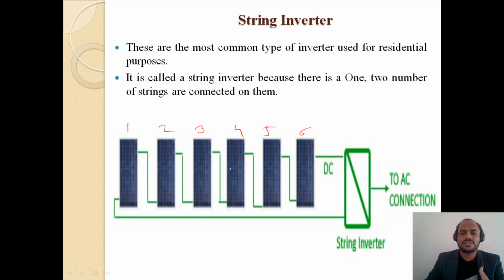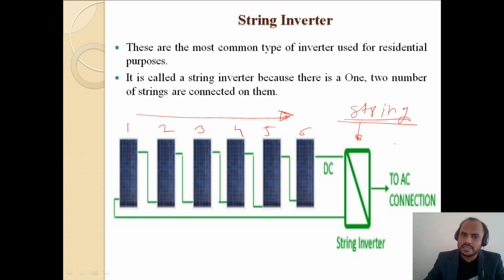So basically the string is nothing but a row of solar panels that we were connecting in series combination. That is why, when we are connecting the output of this particular string to any inverter, we call this particular inverter a string inverter. There are basically three types of inverters: string inverter, central inverter, and also micro inverter.